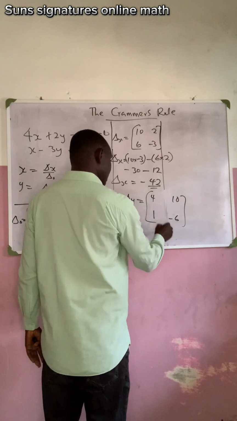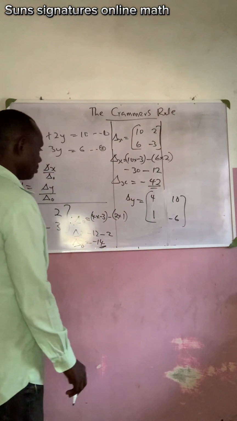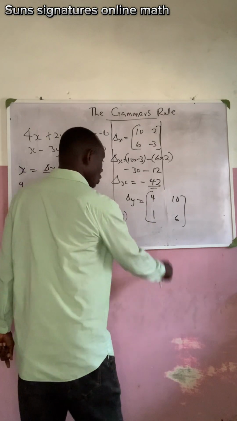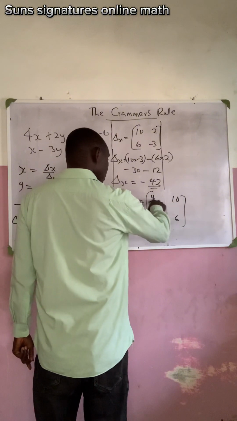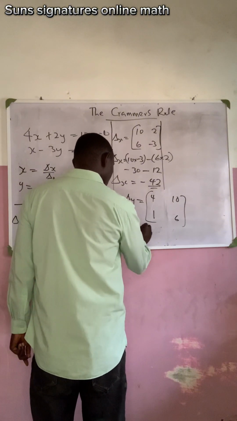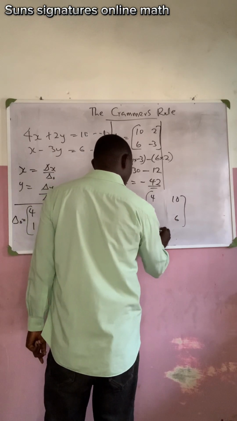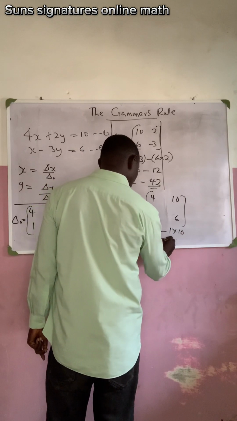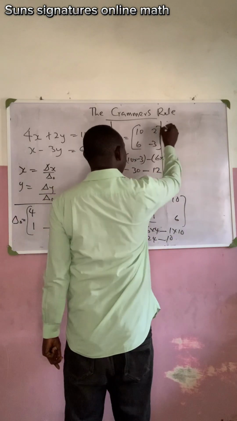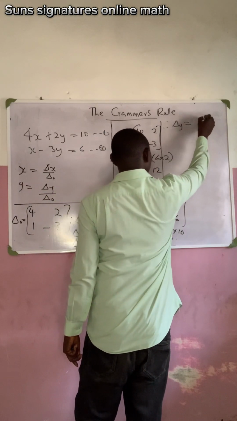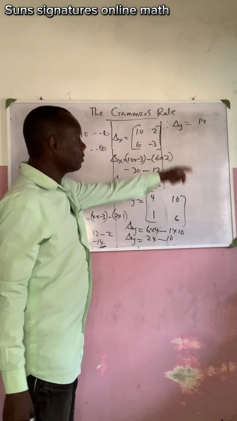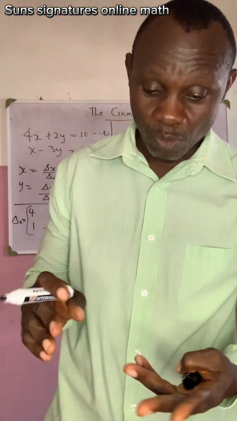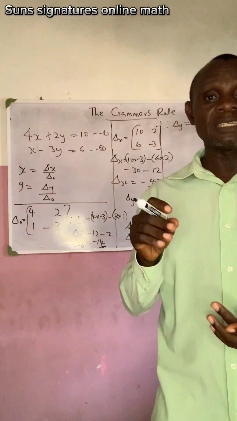So I still have to take the determinant of this matrix. Sorry, it's 6, not a minus. Now this will become 6 times 4, minus 1 times 10. So delta y will be equal to 24 minus 10. Therefore, my delta y will be equal to 14. So now you can see that we have gotten our delta 0, our delta x, and our delta y.